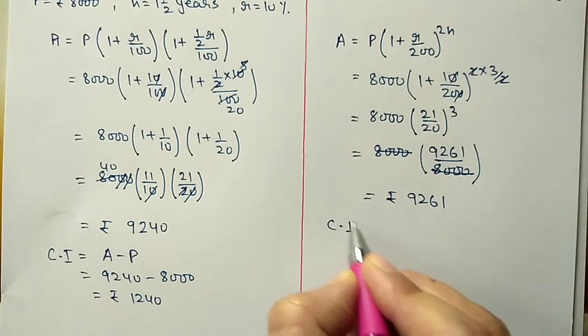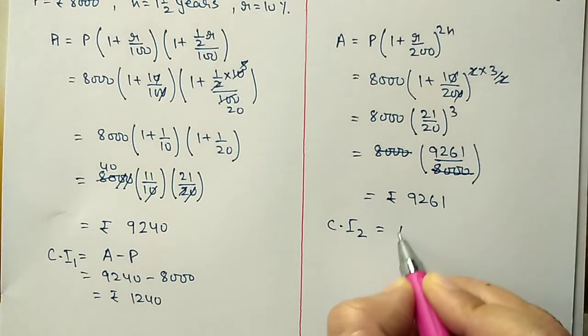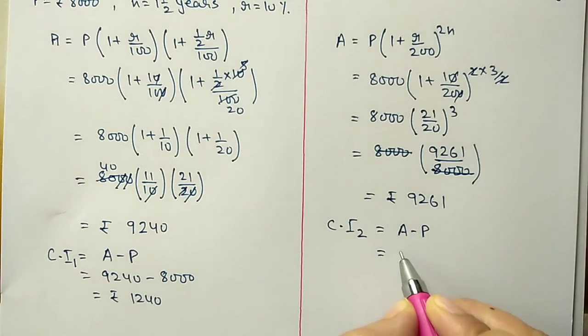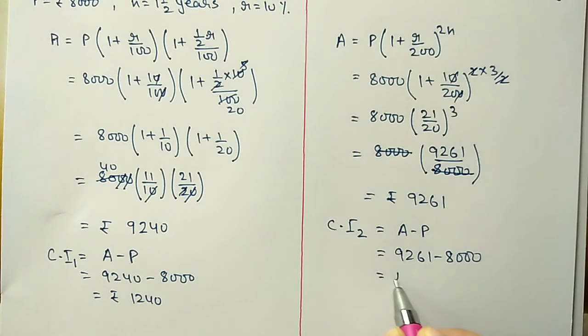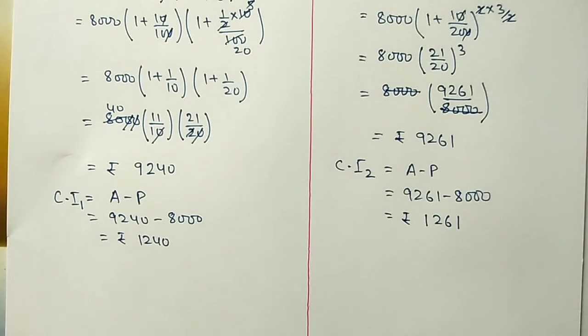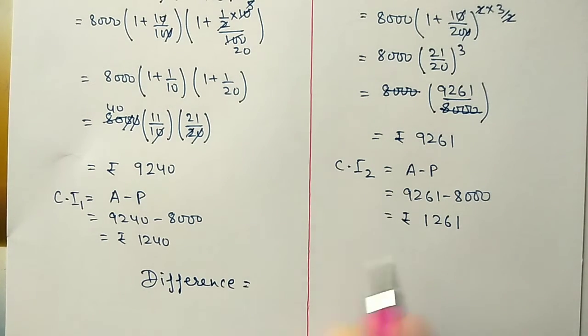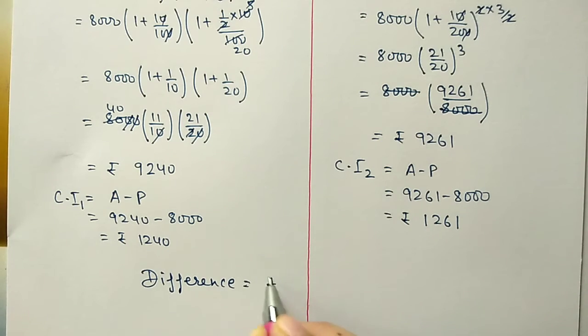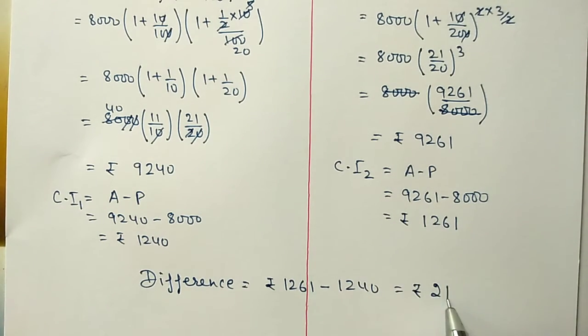So compound interest according to this, we can write the first as 1 and this as 2. Amount minus principal, 9261 minus 8,000, we will get 1,261 rupees. Now we have to find the difference between these two compound interests. So the difference is equal to, which is greater, this half yearly is greater, 1,261 minus 1,240. So we will get 21 rupees.